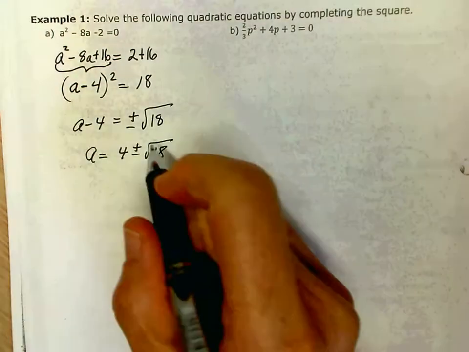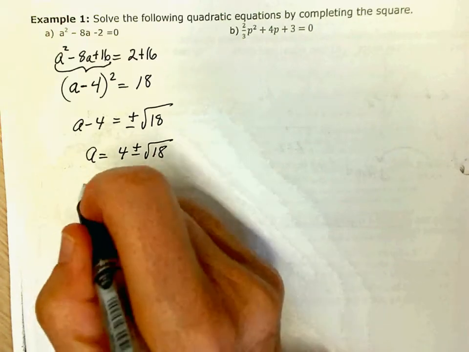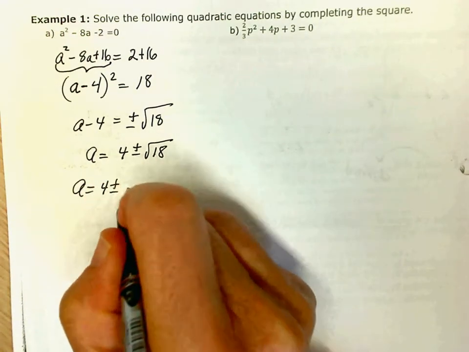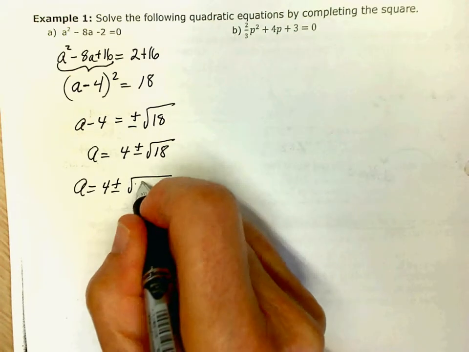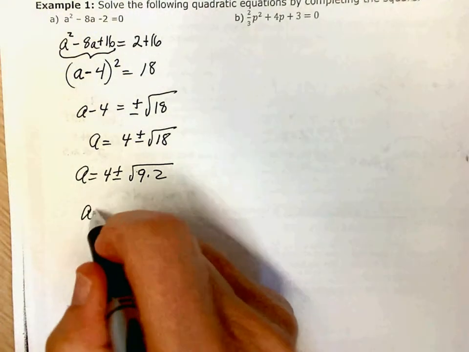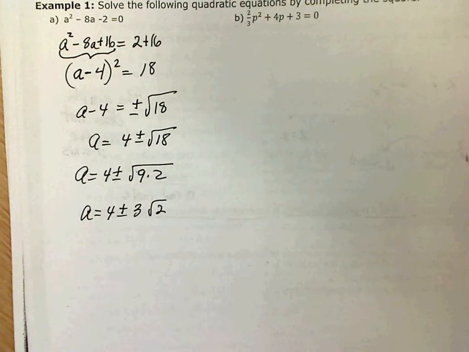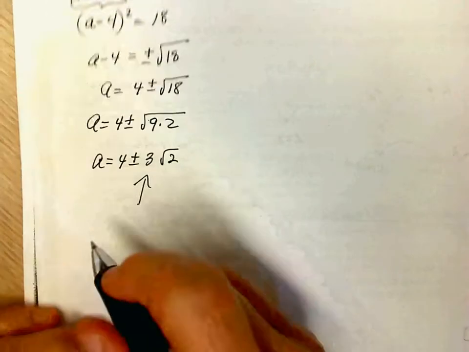Take the perfect square out of the square root sign, right? So a equals 4 plus, I'm just going to factor it. We have, it's 9 times 2. We can take the square root of 9. So a equals 4 plus or minus 3 root 2. Good? Can I explain anything better? We're okay? Always simplify the radical.